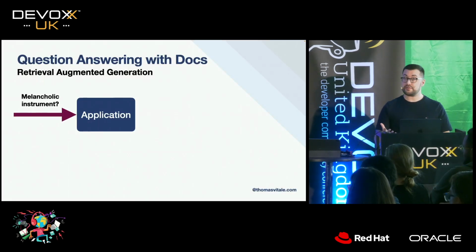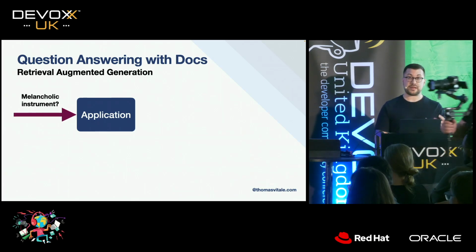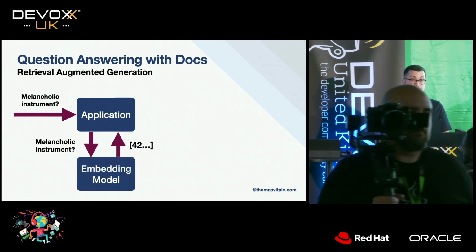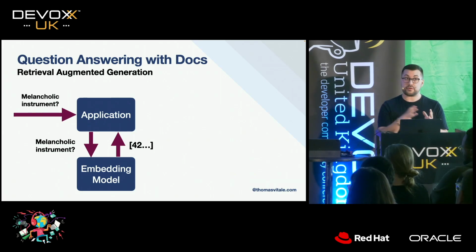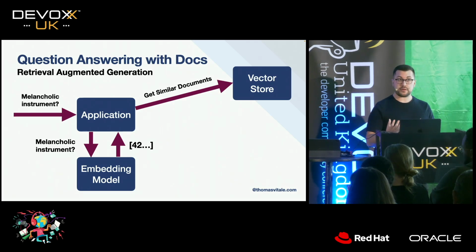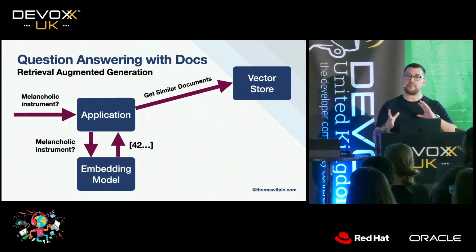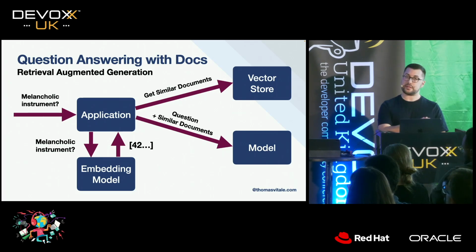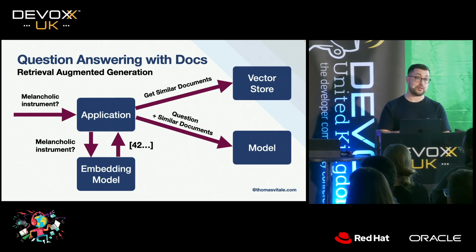If we ask a question, for example, what instruments can I use for a melancholic piece of music, I can still pass it through an embedding model to get the embedding or the vector representation of my question. I retrieve from the database all the data that are somehow related to my question. And then I pass both my original question and all my data that are related to the question to the model. So the model is able to answer my question based on my own data, not based on the data that has been originally used to train the model.